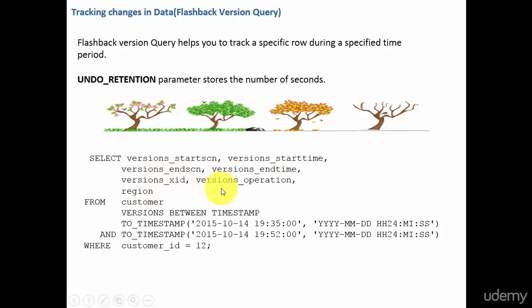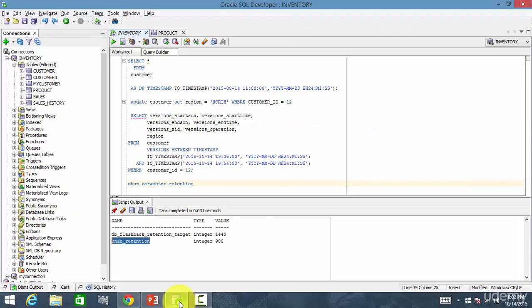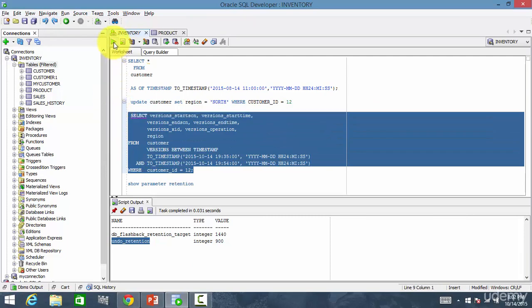and the operation, whether it is an insert or an update or a delete, and the column which we need to track, and then from table name, which is our customer, versions between timestamp and the two timestamps. We want to find out how the data looked for the region column between these two timestamps. Now let's go and execute this. Let me run this SQL.